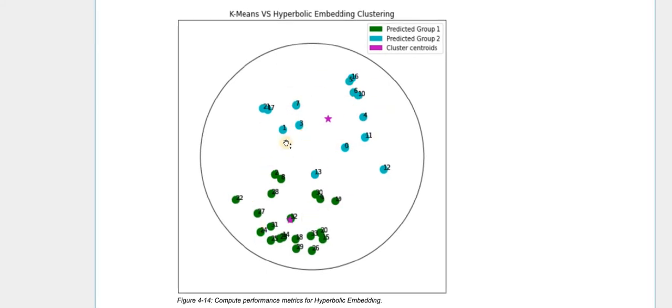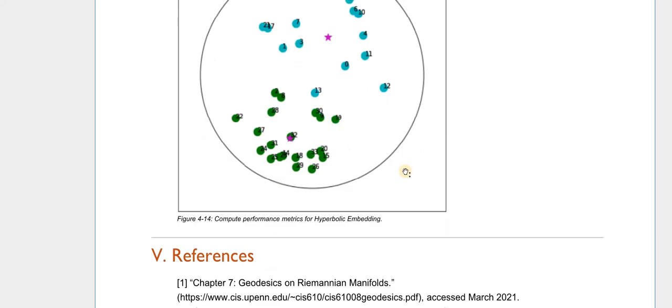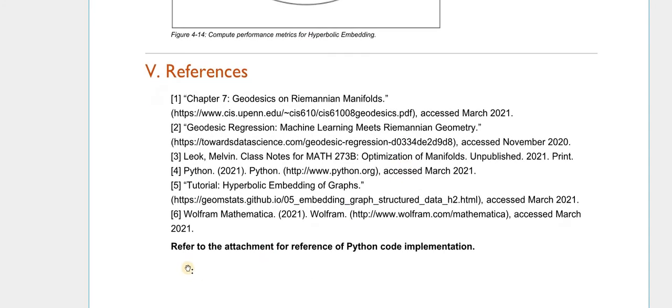So the green and the blue here is the same as what we had with our hyperbolic embedding clustering, and then the stars here are the centroids of the k-means clustering. Since the stars are in the middle, or roughly in the middle, of these two clusters, that means that our model is good.